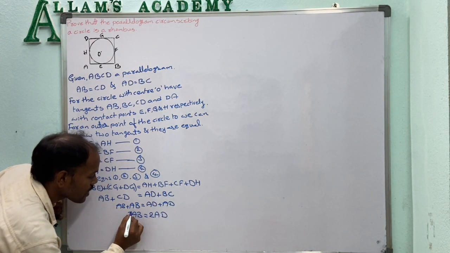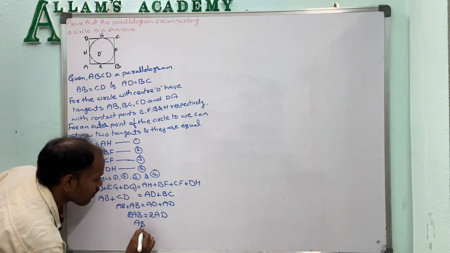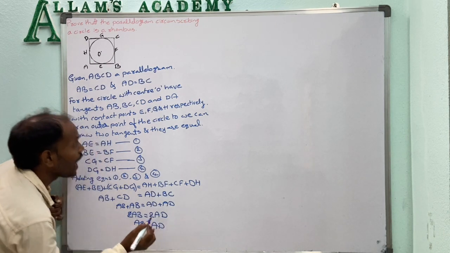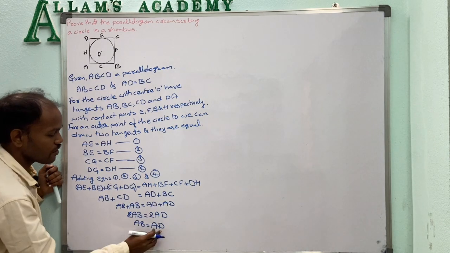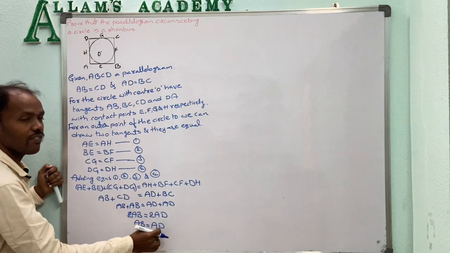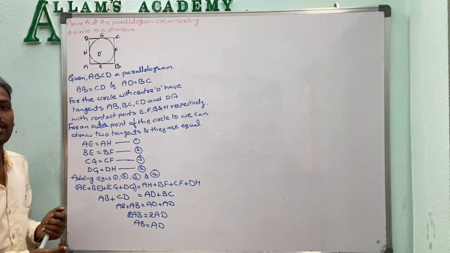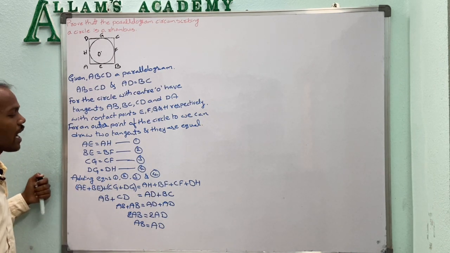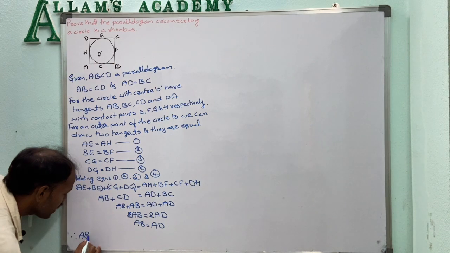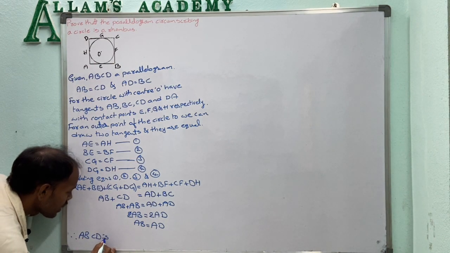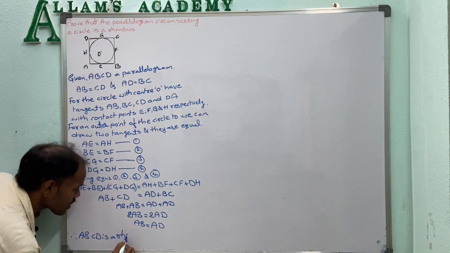Now 2 gets cancelled, so AB equal to AD, and here AB and AD are adjacent sides. So adjacent sides are equal in a parallelogram, which means it is nothing but a rhombus. Therefore ABCD is a rhombus.